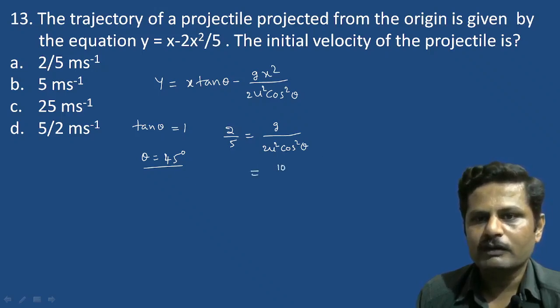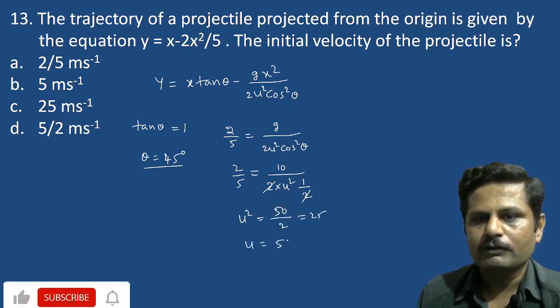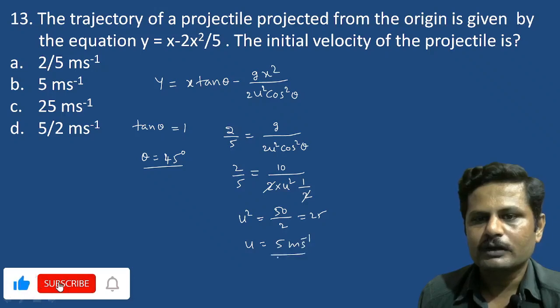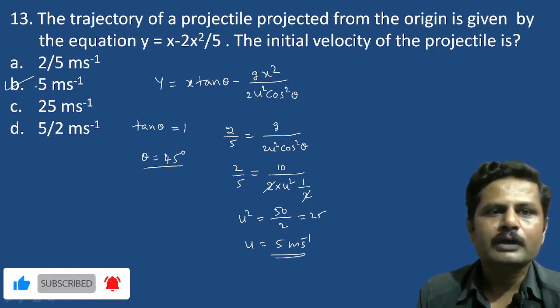Let me take the g value as 10 meter per second square, and here cos square theta is 1 by 2. So 1 by 2 and 2 get cancelled. We get 2 by 5 equals 10 divided by u square. Therefore u square equals 50 divided by 2, which equals 25, that is u equals root 25, which is 5 meter per second. So option B would be the correct answer.